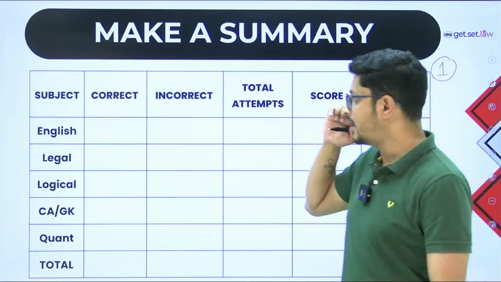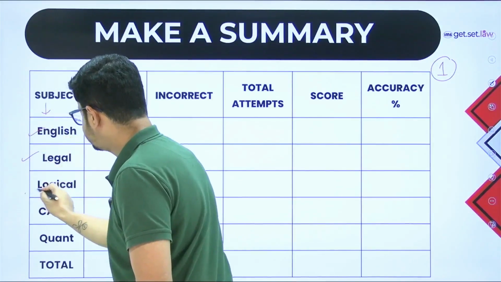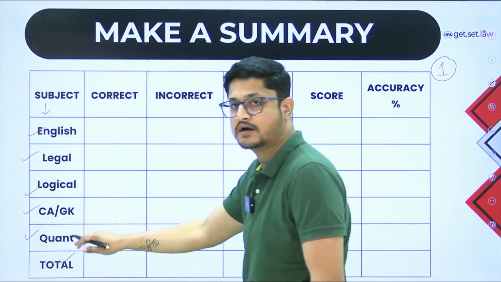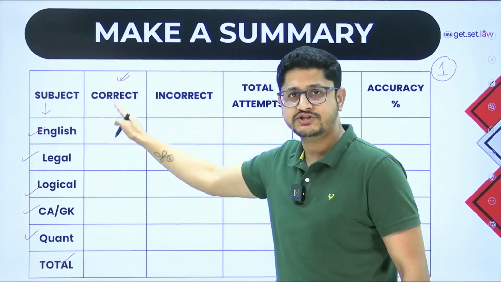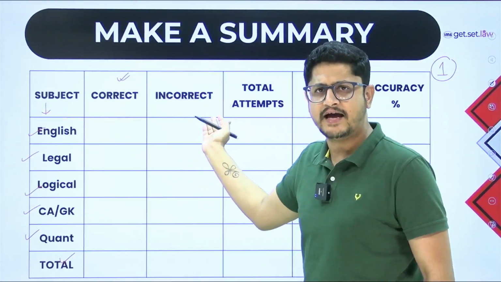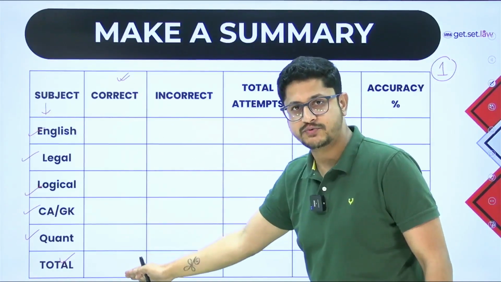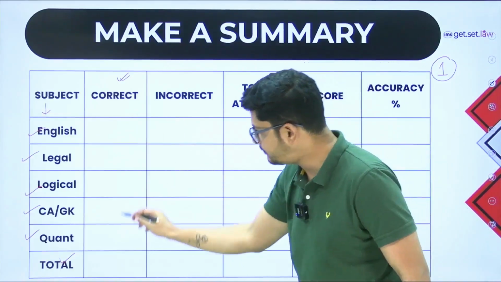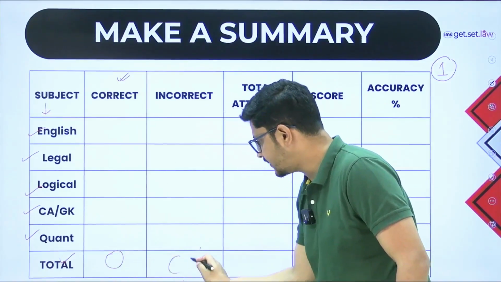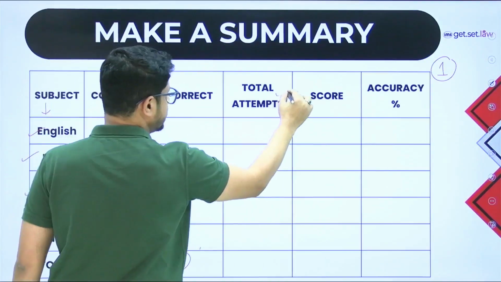Now, on this side we have mentioned all five subjects, and we have a total column. Then this is the number of correct questions which you have attempted. I have given an example in the same video, so wait for it. The number of correct questions will come over here, the number of incorrect questions will come over here, and in the total you need to put your total every time. Then correct plus incorrect will give you the total attempt.